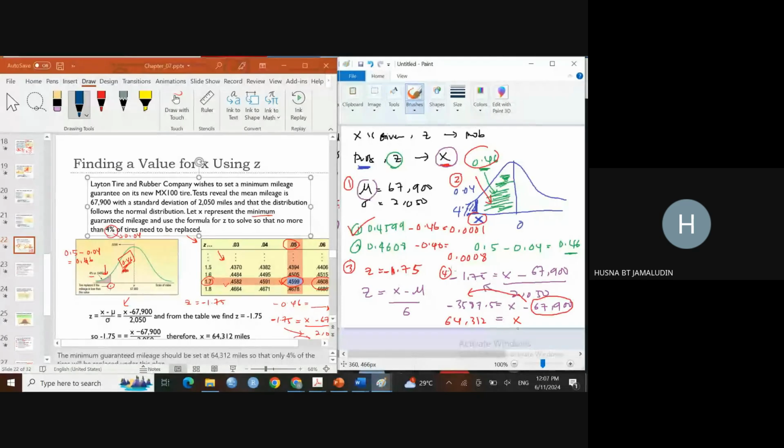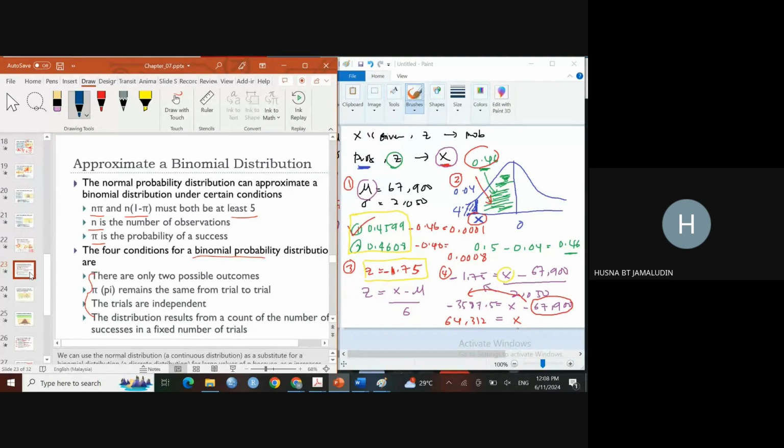So the common mistake done by students in this part is, let me use a different color. Yellow. When they want to choose the z value, they also make mistakes. Sometimes they forget to put the negative because it is on the left side. And sometimes they don't know how to rearrange the formula to get the x. That's it. Once you know this, you shouldn't have any problem. So next, I think this is the last one.